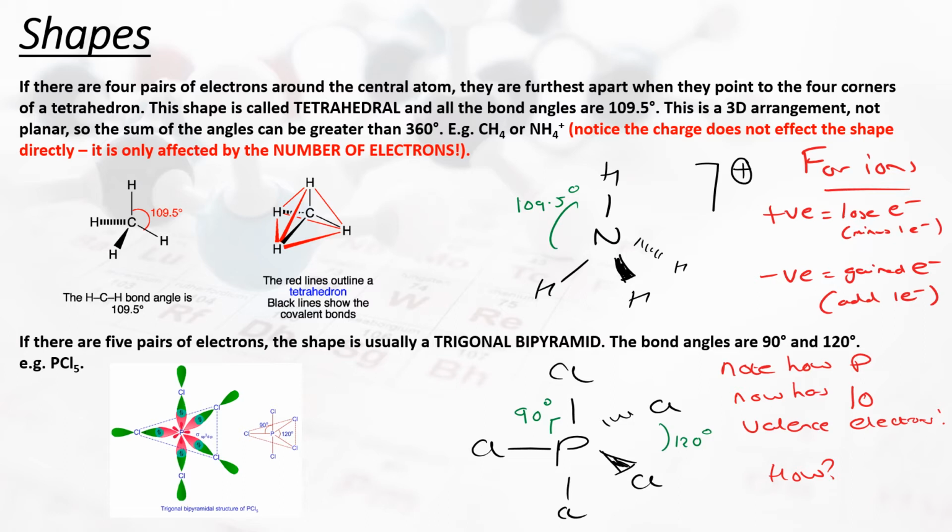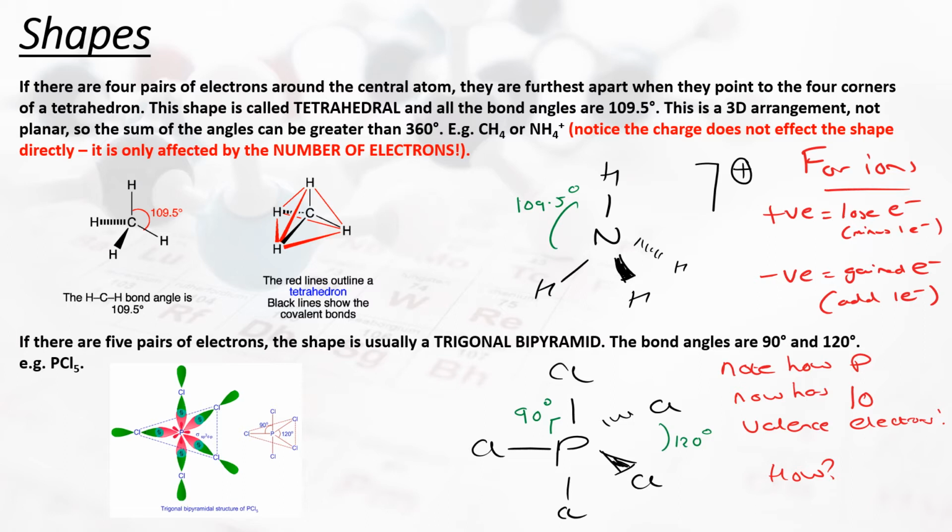If there are 5 pairs of electrons, the shape is normally something called trigonal bipyramid or trigonal bipyramidal. Here we have bond angles of 90 and 120 degrees. And so a really typical example of this is phosphorus pentachloride, PCl5.